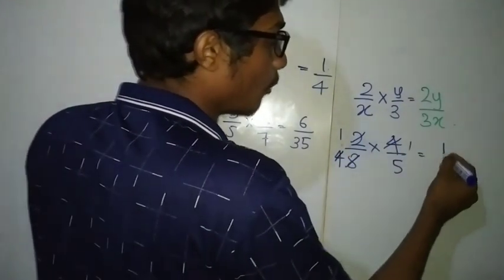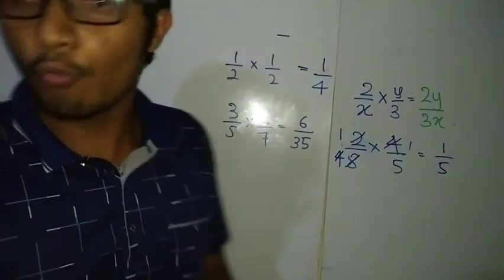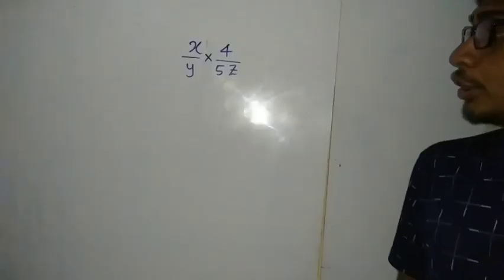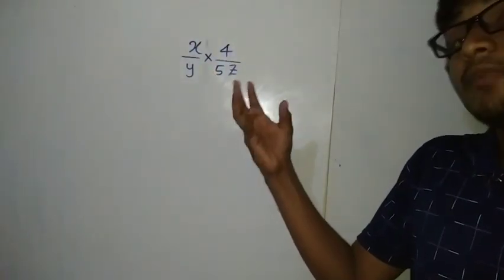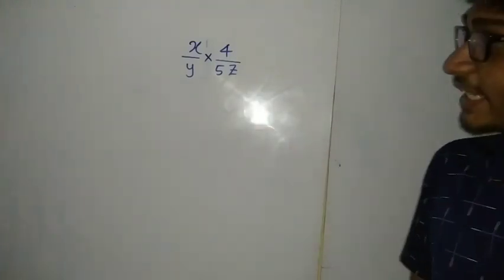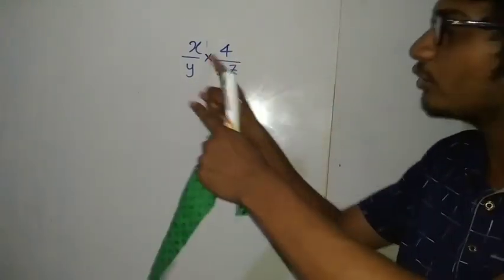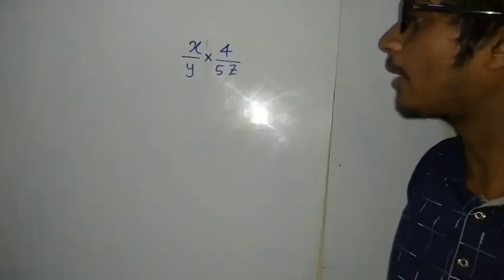1 into 1 is going to be 1, and 1 into 5 is going to be 5. So the answer will be 1 over 5. So if you have a problem like this, the only thing involved here is the algebraic term. So you have only algebraic terms. If that was the case, you have numbers as well, but algebraic terms are involved here. So you have to think how to do this kind of problems, right?